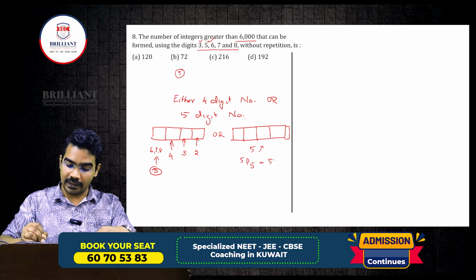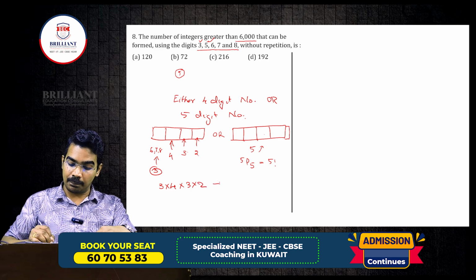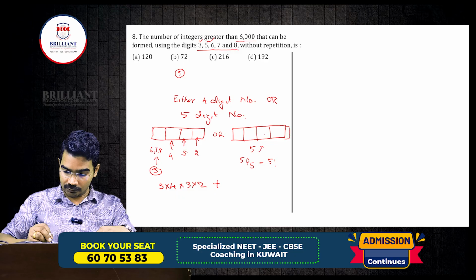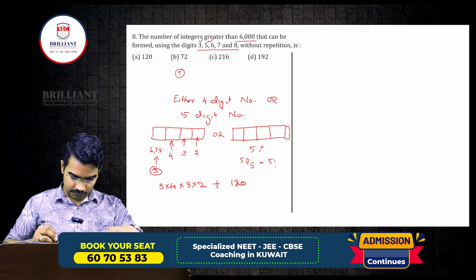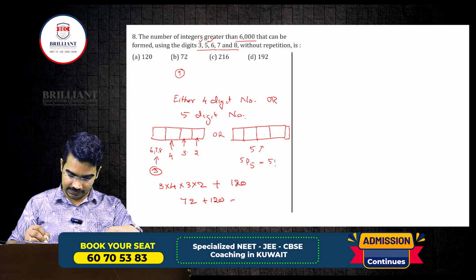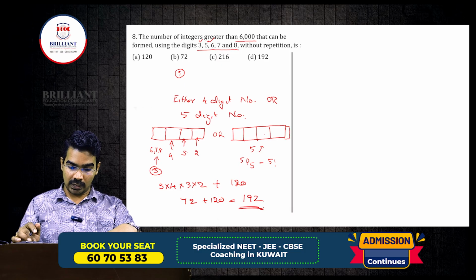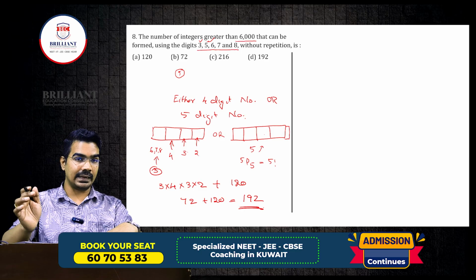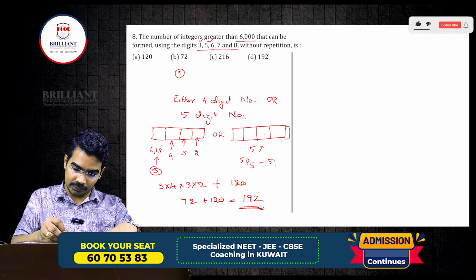5P5, that is 5 factorial. So the total number of 4-digit numbers will be 3 into 4 into 3 into 2, or is coming, that means plus, then 5 factorial. 5 factorial is 120. So this will be 72 plus 120, that is 192. So 192 numbers we can form which are greater than 6000. So the right answer is 192, option D.